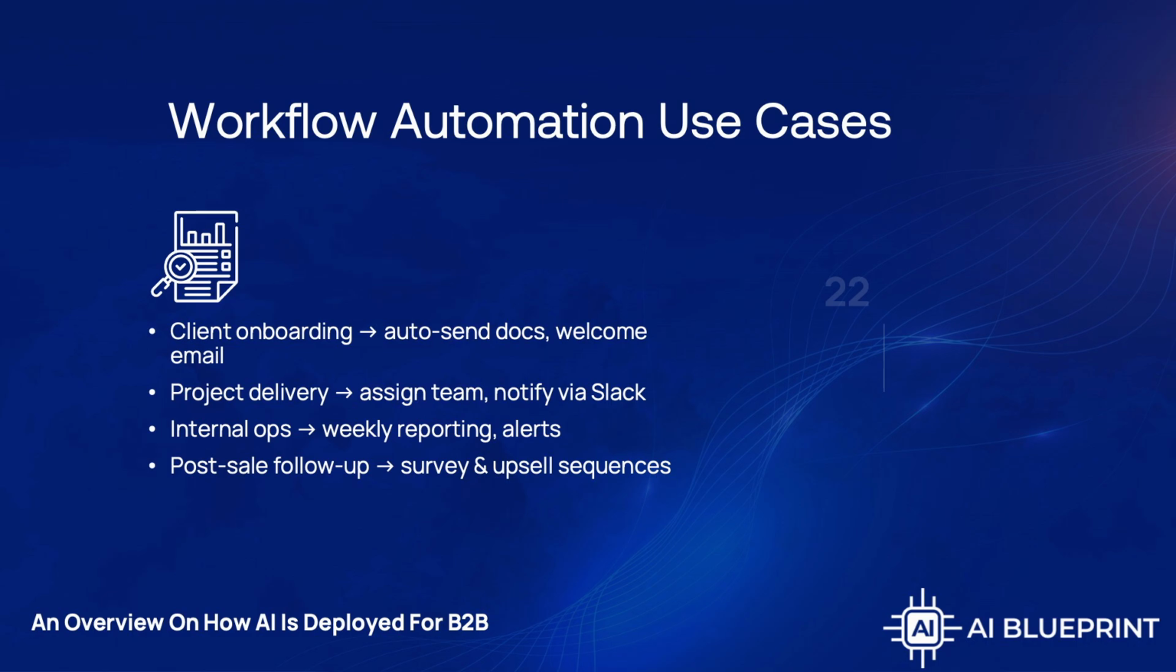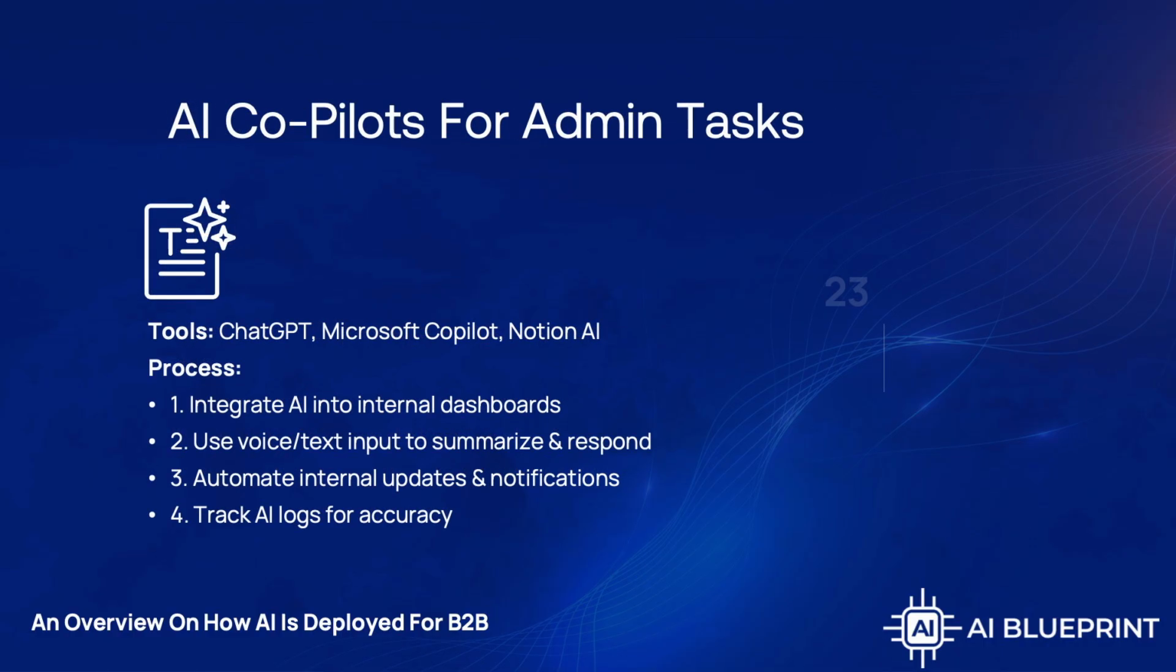So workflow automation use cases: you can have client onboarding. You could auto send docs or a welcome email to someone. You could send a document that basically says, can you sign this document? We then have project delivery. So someone signs up, the deal changes in Salesforce to this is a done deal, this is a customer. It will then assign the team. It will then notify people via Slack, and you can start working on it. And all of that is internal. We then have internal ops, weekly reporting, alerts, post-sale follow-up, surveys, and upsell sequences.